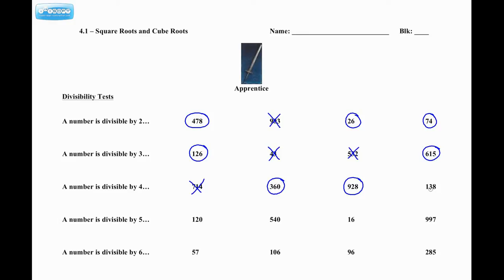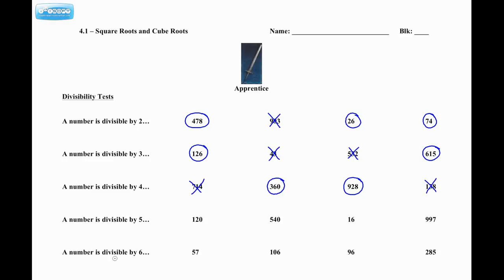You can also tell if a 2-digit number, or any number, is divisible by 4 if you can divide it by 2 twice. So 38, I can divide that by 2 once. That would give me 19. But then I cannot divide that by 2 again. I would get a decimal. So that's out.